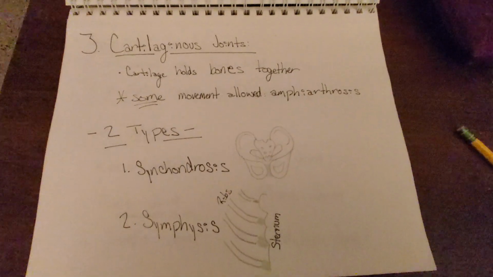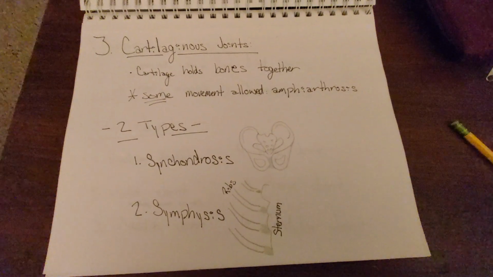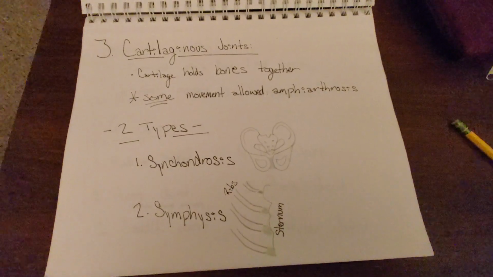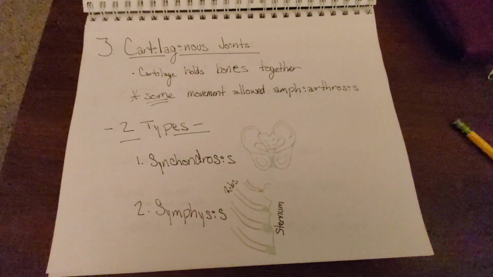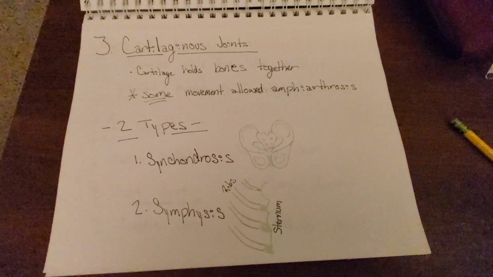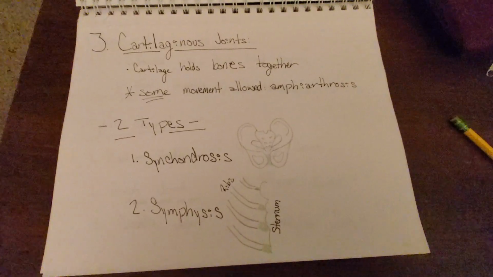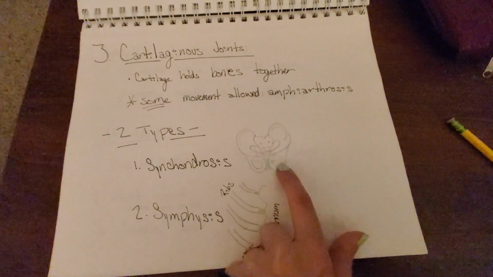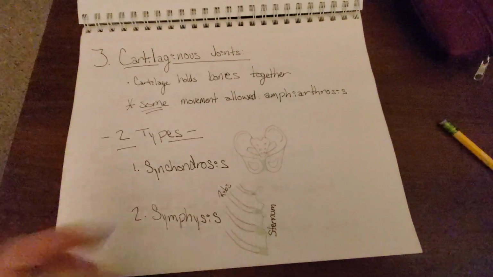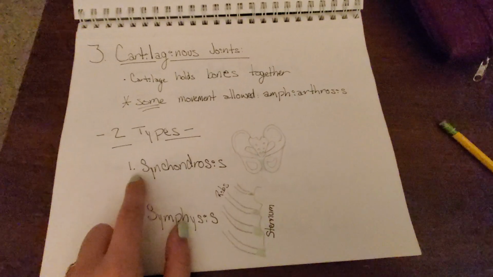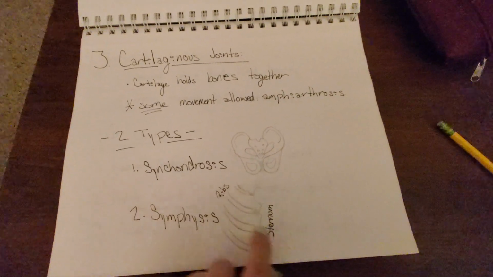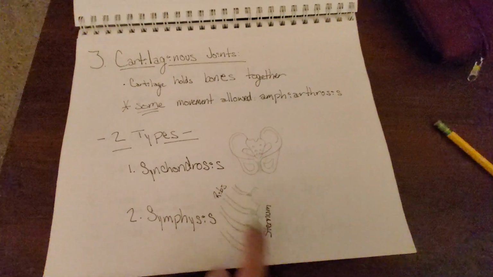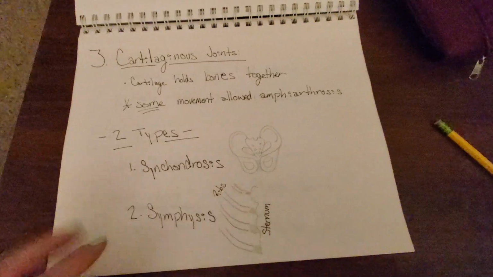Cartilaginous joints. Cartilaginous joints hold bones together. There is some movement, and this is called amphiarthrosis. This is the pubic symphysis. So there are 2 types: the symphysis, which is the pubic symphysis here, and the synchondrosis, which, again, has some movement. So between the sternum and the ribs, this happens when you breathe.